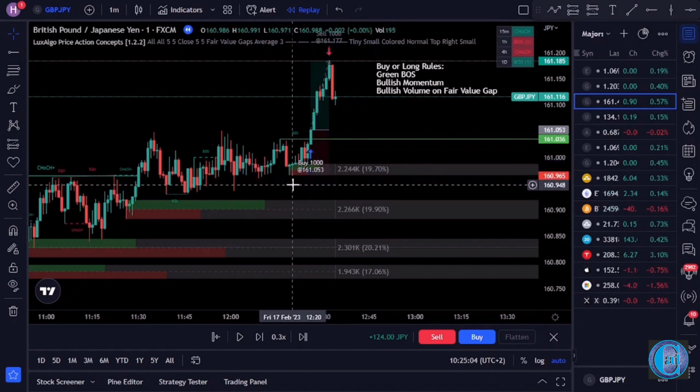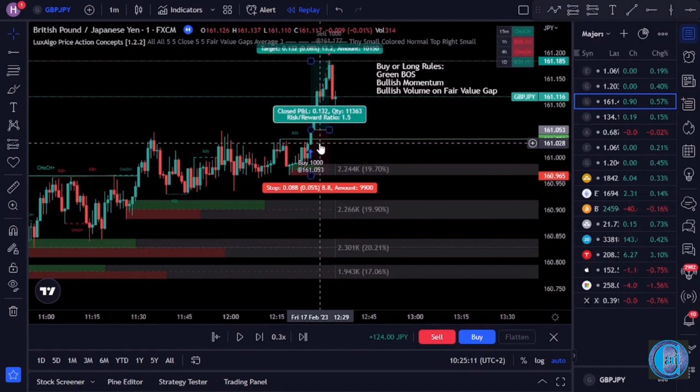It is important to have all of these confluences in place before placing your trade and aim for a 1 to 1.5 risk to reward for this 1 minute scalping strategy. Let's take a look at a sell trade example.